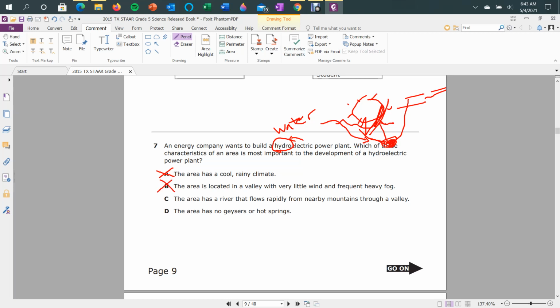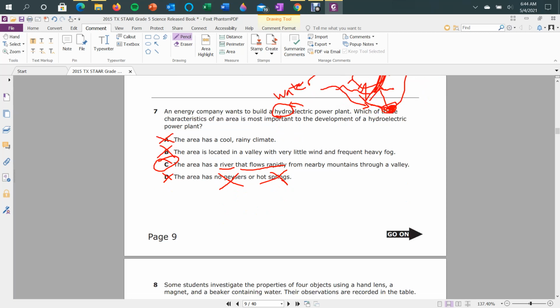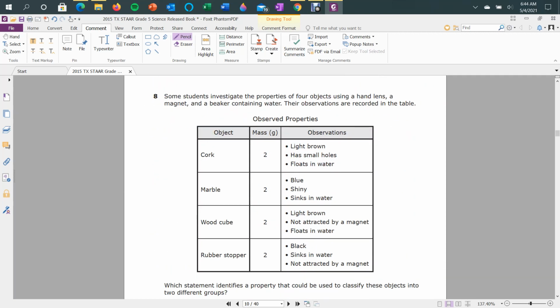The area has a river, which is good, that flows rapidly from a nearby mountain through a valley. That's possible. The area has no geysers. Geysers are like pressure underground that shoots up, or hot springs. Nope, that has nothing to do with it. So that was not it. So our last choice remaining, boom, C. Correct answer. See, if you go through this step by step, you will always get the correct answer.